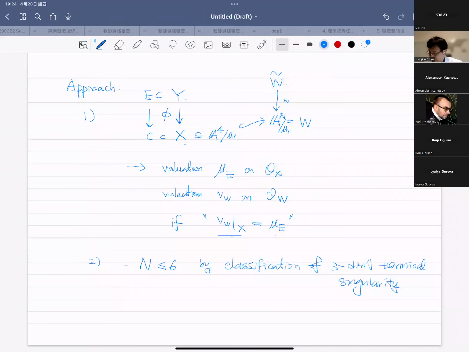We expect that the first part is a very general technique that could work in arbitrary dimension, but in order to make it really useful and explicit, we need a classification of three-dimensional singularities. And this kind of classification, of course, does not exist in high-dimensional situations.